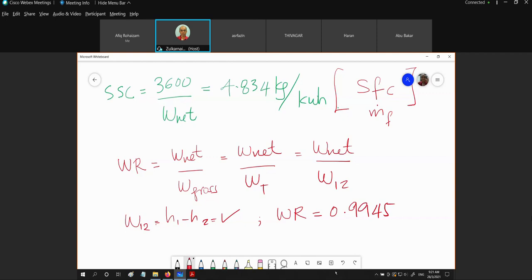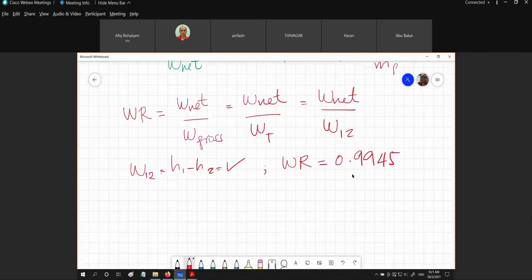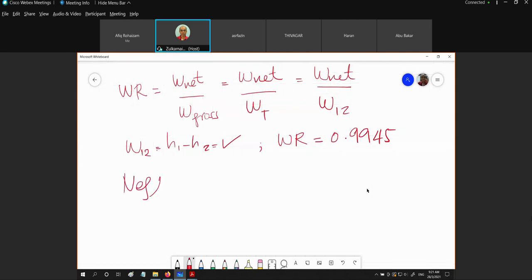When you neglect the pump work, what is your work ratio? What do you think? One. In this case, if we neglect the pump work, the work ratio is equal to one, because the work net is equal to work turbine. You can get one. Okay? So, but in the textbook, it's already been said that. Okay, I think that is what we are going to have.